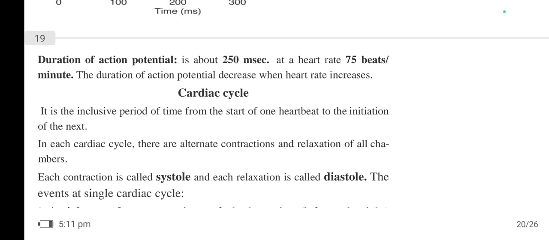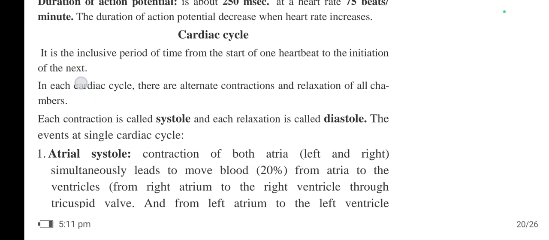Duration of action potential is about 250 milliseconds at the heart rate of 75 beats per minute. The duration of the action potential decreases when heart rate increases.